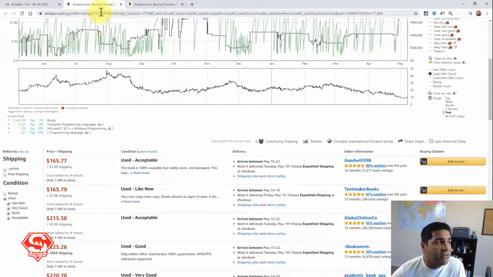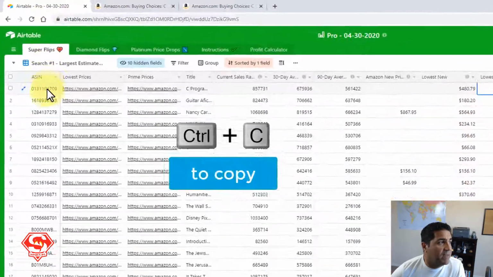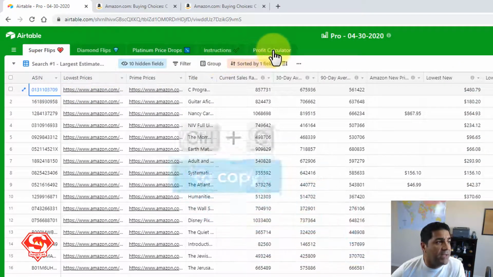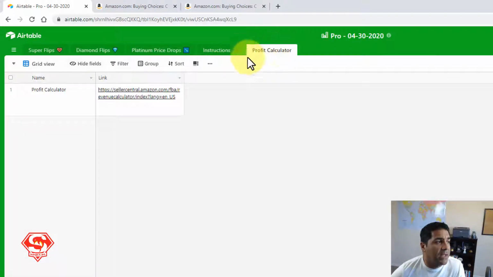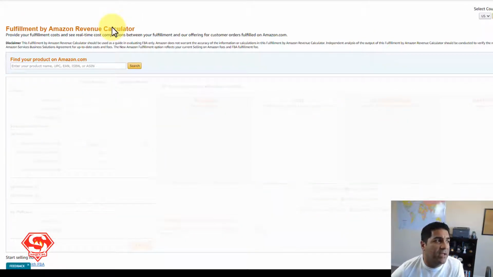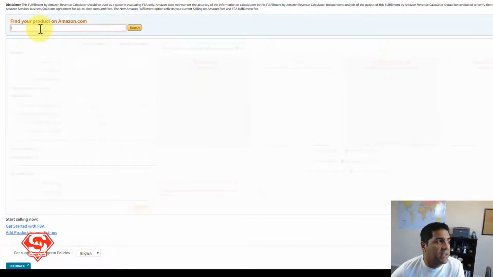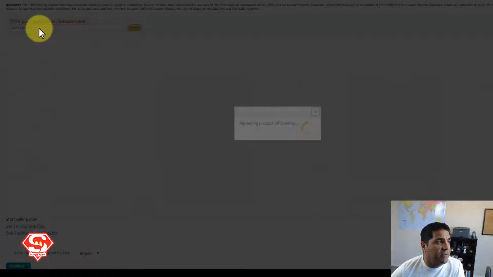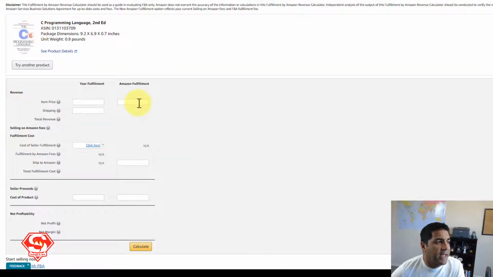So if we wanted to see what our profit is, what I would do is copy the ASIN, and click on profit calculator, and then click on this link. And you need to be signed into your Amazon seller account, by the way, to get to this. And you'll paste it. And now you'll just put in your figures, and you're going to want to put them under Amazon fulfillment, unless for some reason you wanted to do this merchant.